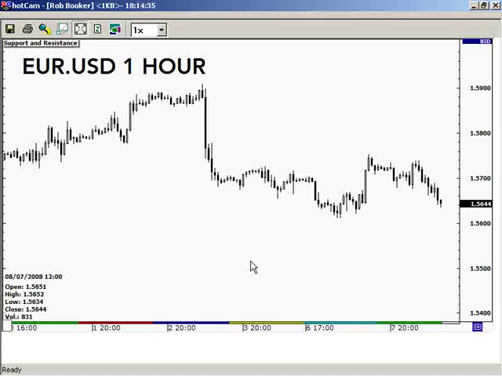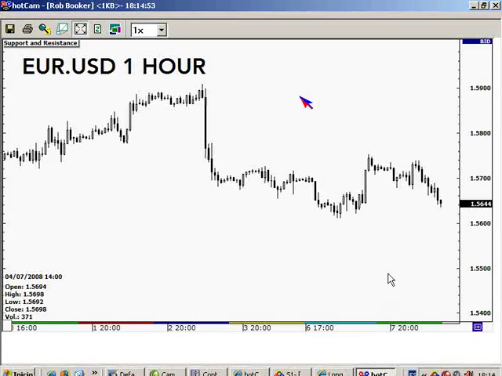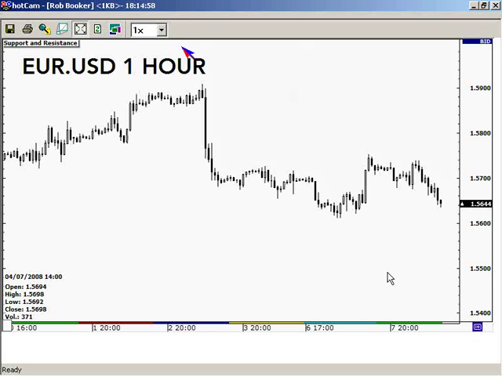Someone asks, would you be thinking of going past the daily trend line on the Australian dollar, US dollar? No. Nope. I just go to the trend line. Once it gets to the trend line, that's it. That's the end of the trade. We close it out immediately. Yes. Pronto. Super fast. All right. Euro USD 1-hour chart. Do you wait absolutely for the price to reach the green line? Yes. It has to. Yeah, that's the point.